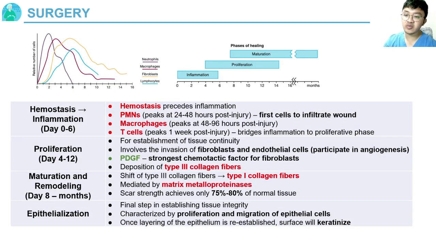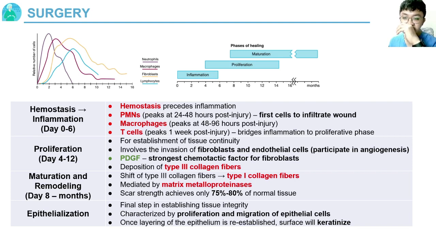Now, for the phases of wound healing, you have 4 general phases. The first phase is the phase of hemostasis and inflammation. Second phase is the phase of proliferation. C is the phase of maturation and remodeling. And finally, we have your epithelialization.